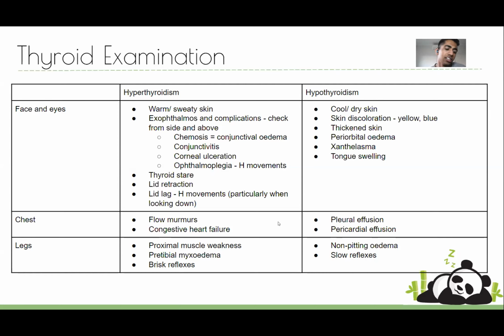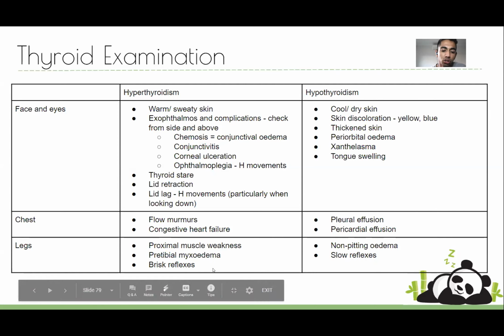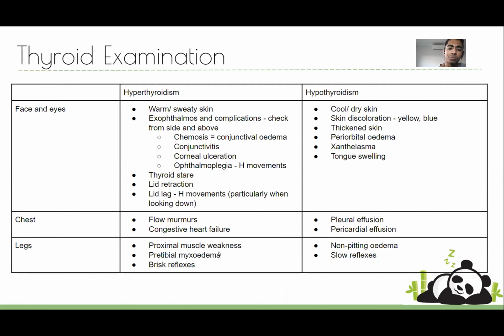And then the legs are also pretty important. So again, you can do your reflexes. You can check for proximal muscle weakness. And then there's two important ones. So pretibial myxedema in hyperthyroidism, it can also be called brawny myxedema, but they get this rash over their shin bones. It can be browny, but more of a reddy, dermatitic rash over their shin bone. And then in hypothyroidism, they can get non-pitting edema. So they get that fluid retention.